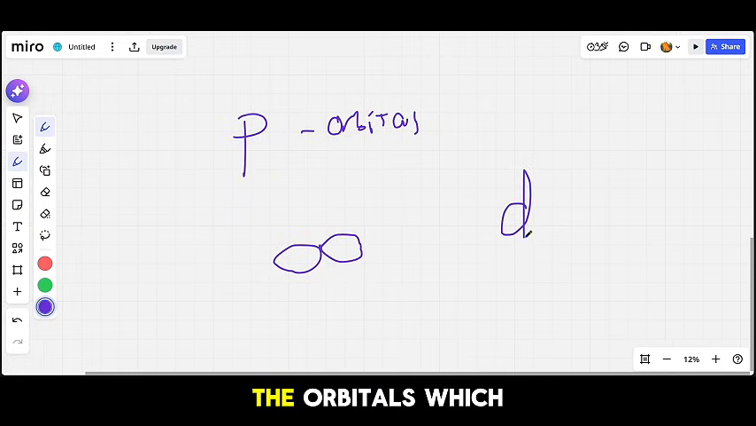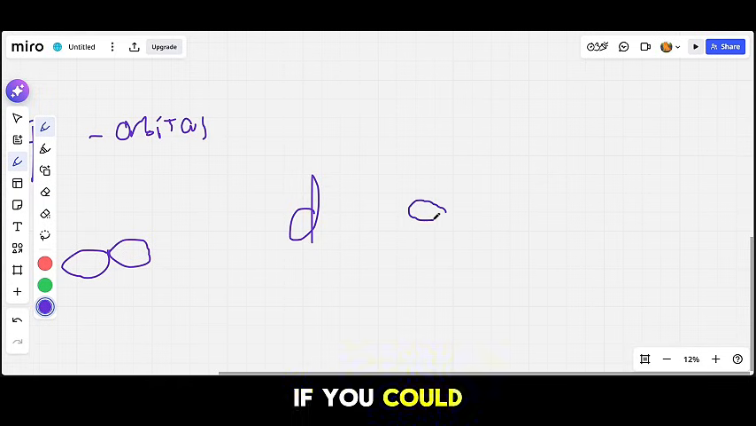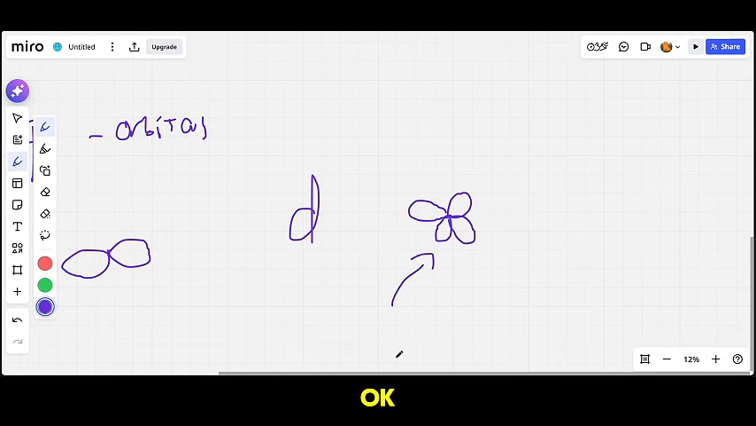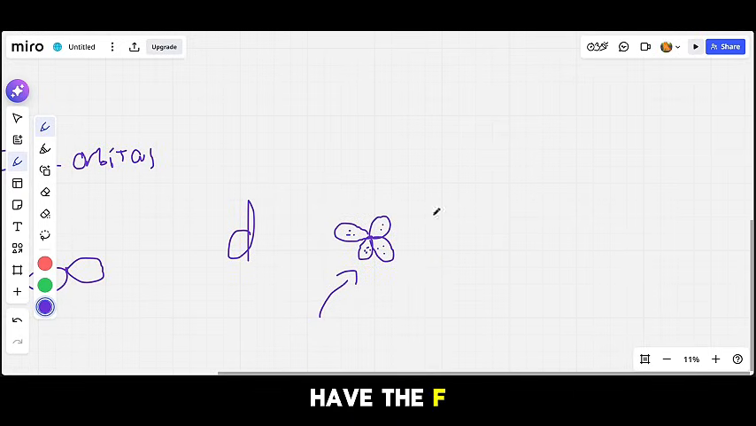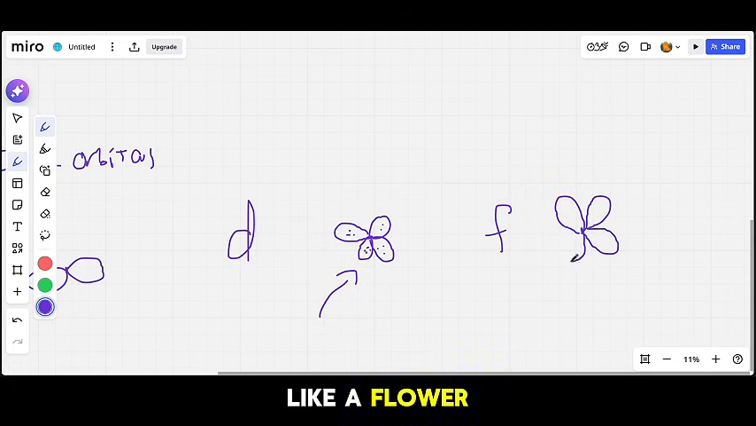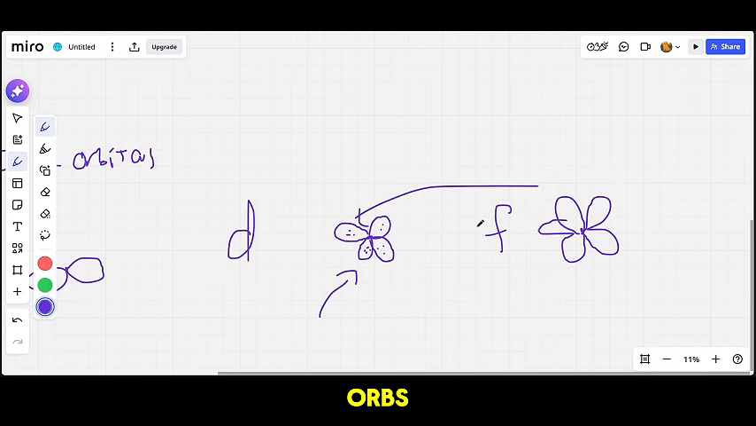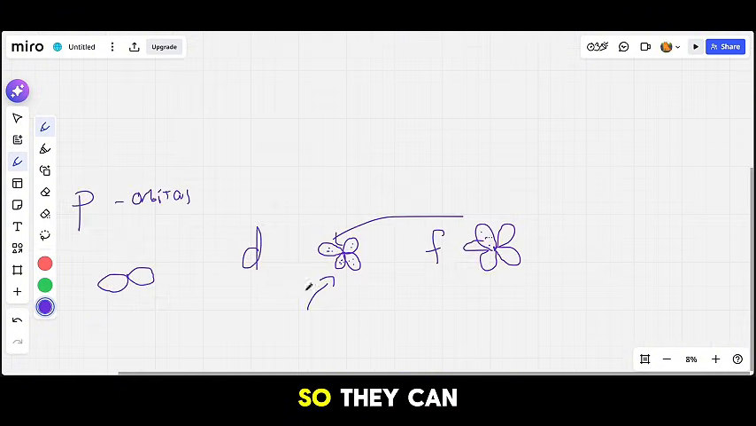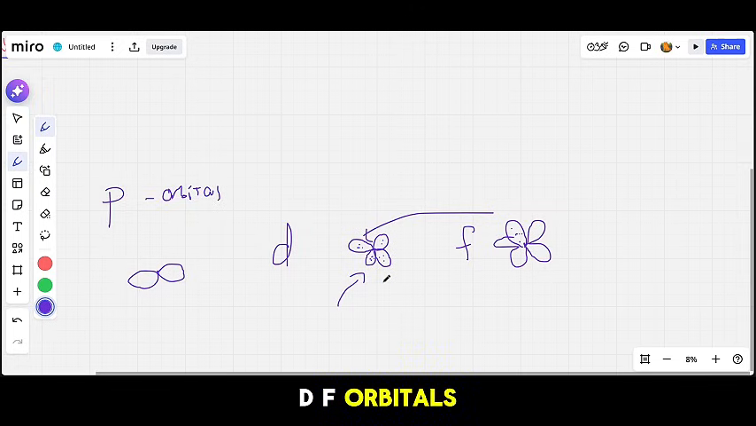So we have the orbitals, which, if you could think of it as a four-leaf clover, are basically like this. This is basically where you can find the electrons at a given time. And we also have the F, which is multi-lobed. There are a lot of lobes, like flower petals, or sort of like d orbitals, but evolved. Those are what f orbitals are. So they can either be s, p, d, f orbitals, or whatever the electrons are so pleased to do.